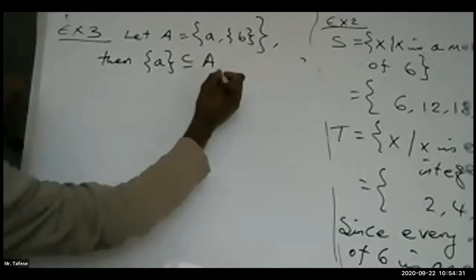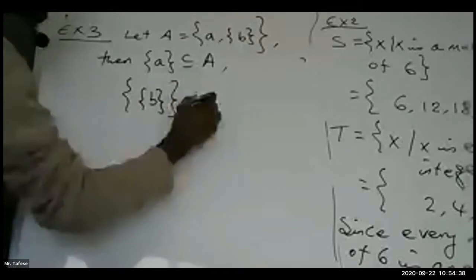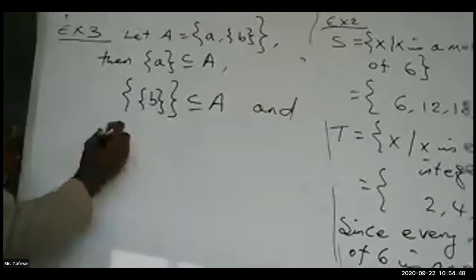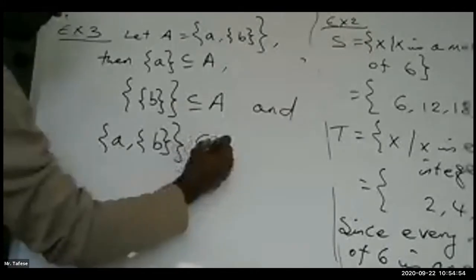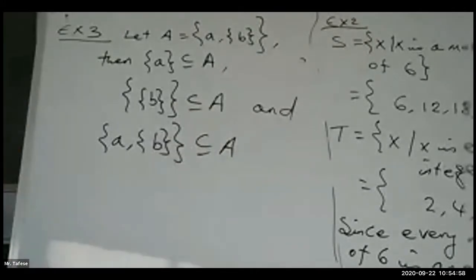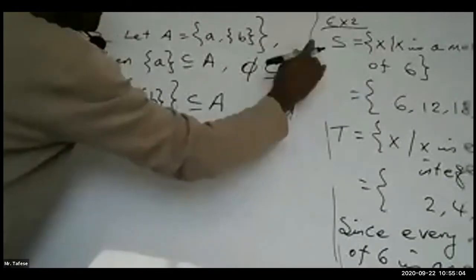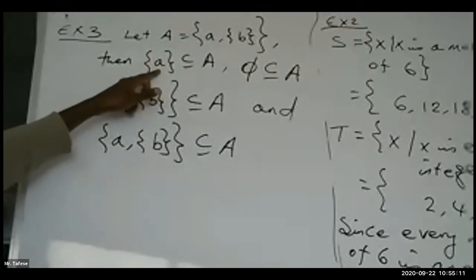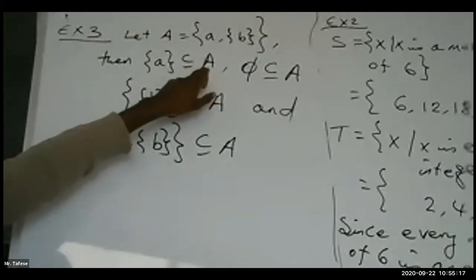Not only this, but a set containing {b} with brace is a subset of set A. And the empty set is a subset of A. Here again, all are correct. The first one, this set has one element, which is a. It is again found in set A.